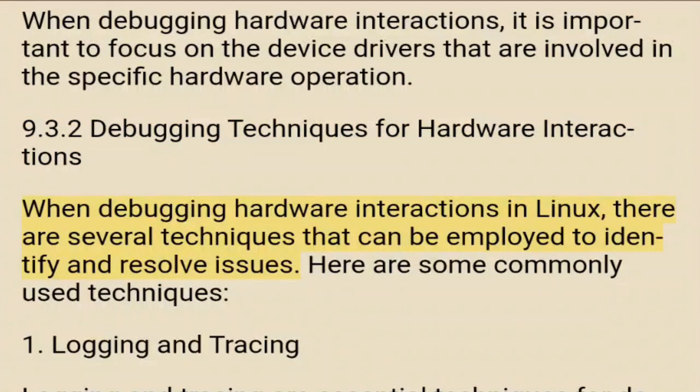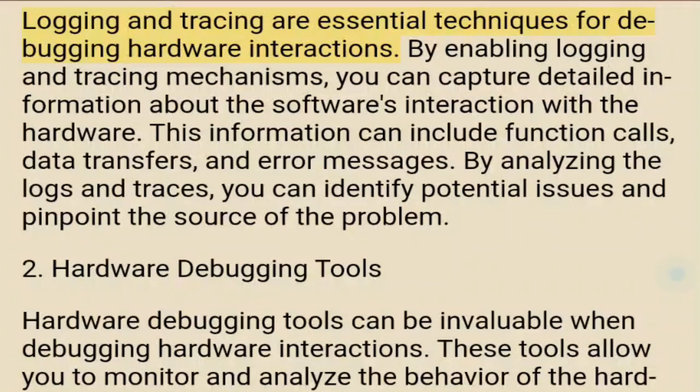When debugging hardware interactions in Linux, there are several techniques that can be employed to identify and resolve issues. Here are some commonly used techniques. 1. Logging and tracing. Logging and tracing are essential techniques for debugging hardware interactions. By enabling logging and tracing mechanisms, you can capture detailed information about the software's interaction with the hardware. This information can include function calls, data transfers, and error messages. By analyzing the logs and traces, you can identify potential issues and pinpoint the source of the problem.